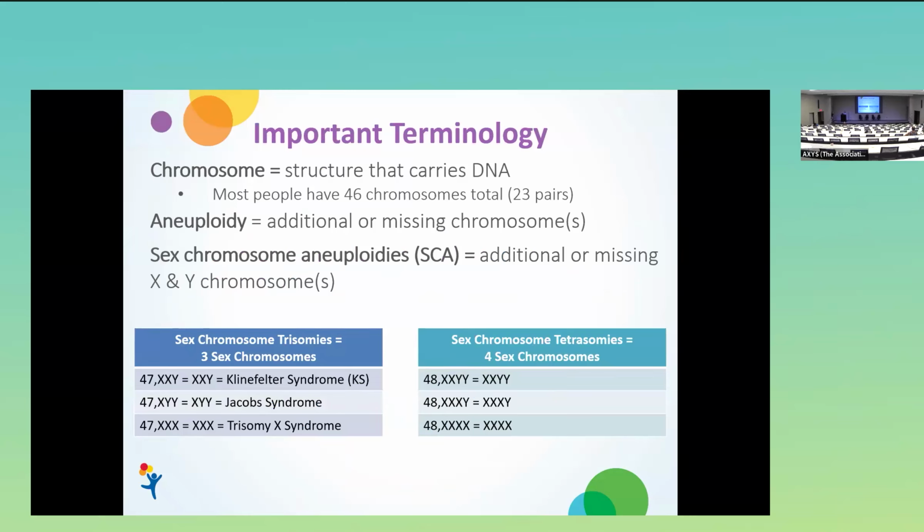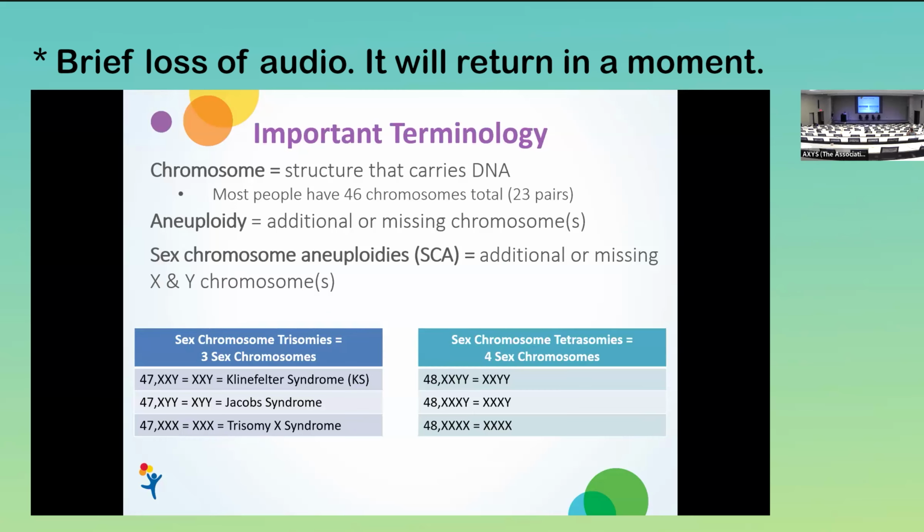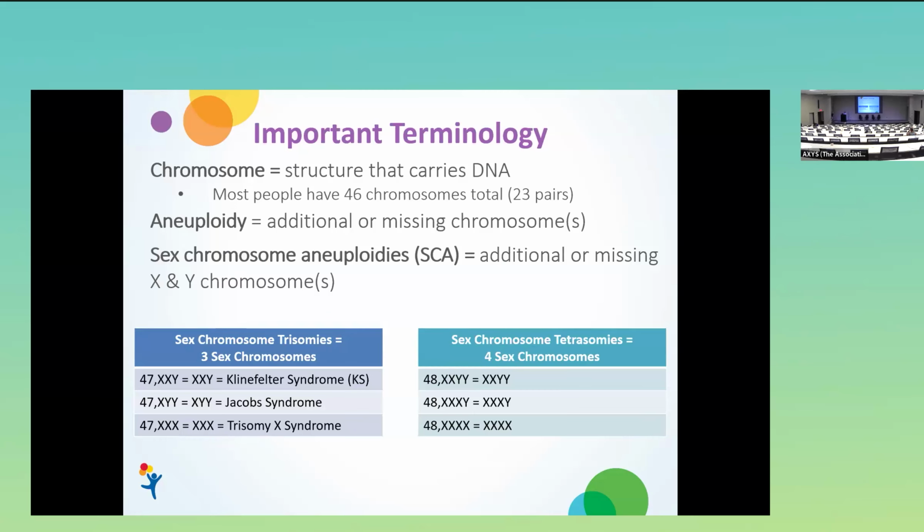So to start, we'll talk about some of the important terminology. And I apologize because probably this talk should have been in the earlier part of the weekend. But when we back up and we're talking about chromosomes, we're talking about the actual structures in our cells that carry the DNA. Typically, people have 46 total, one copy in each pair from each parent. So one from the dad and one from the mom.